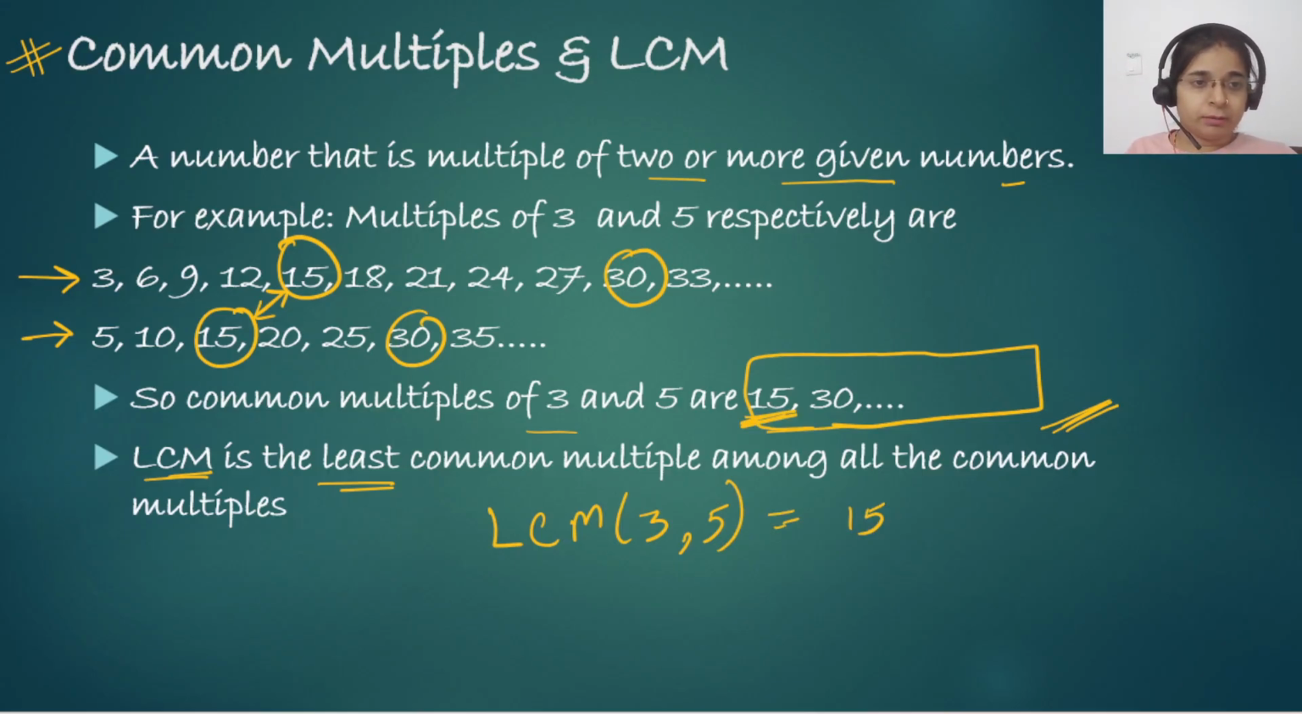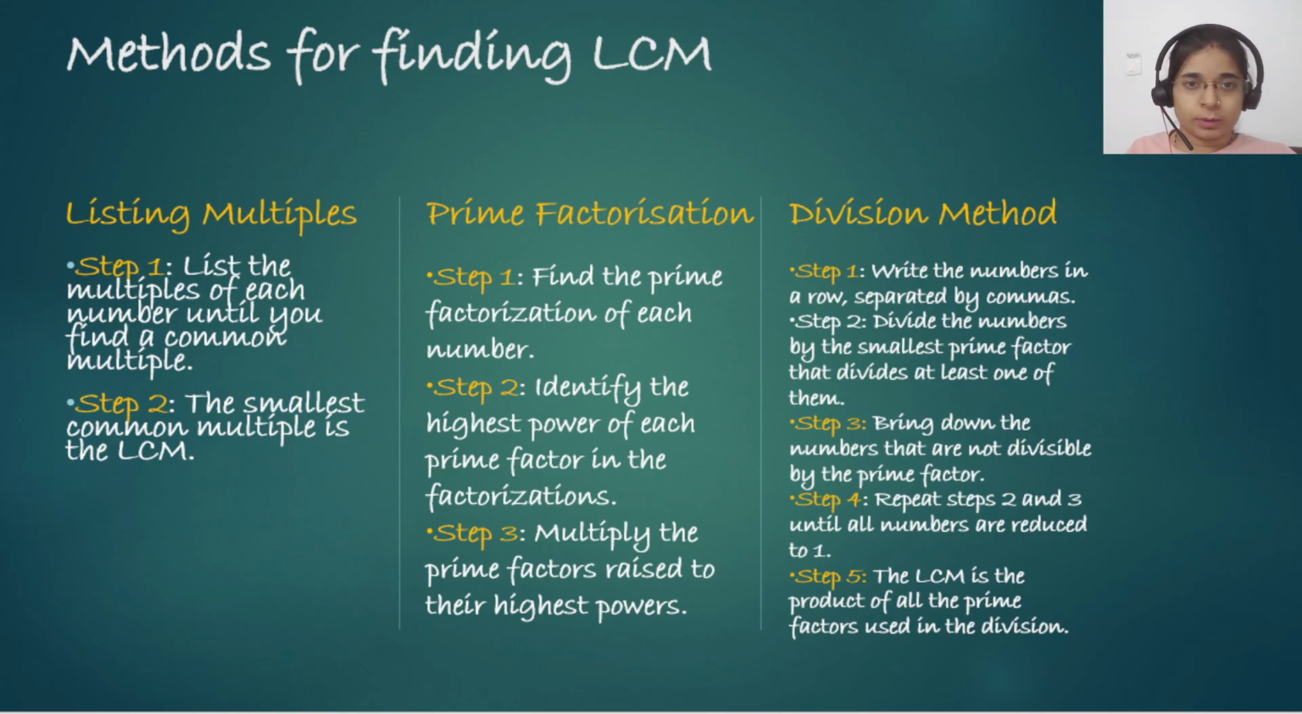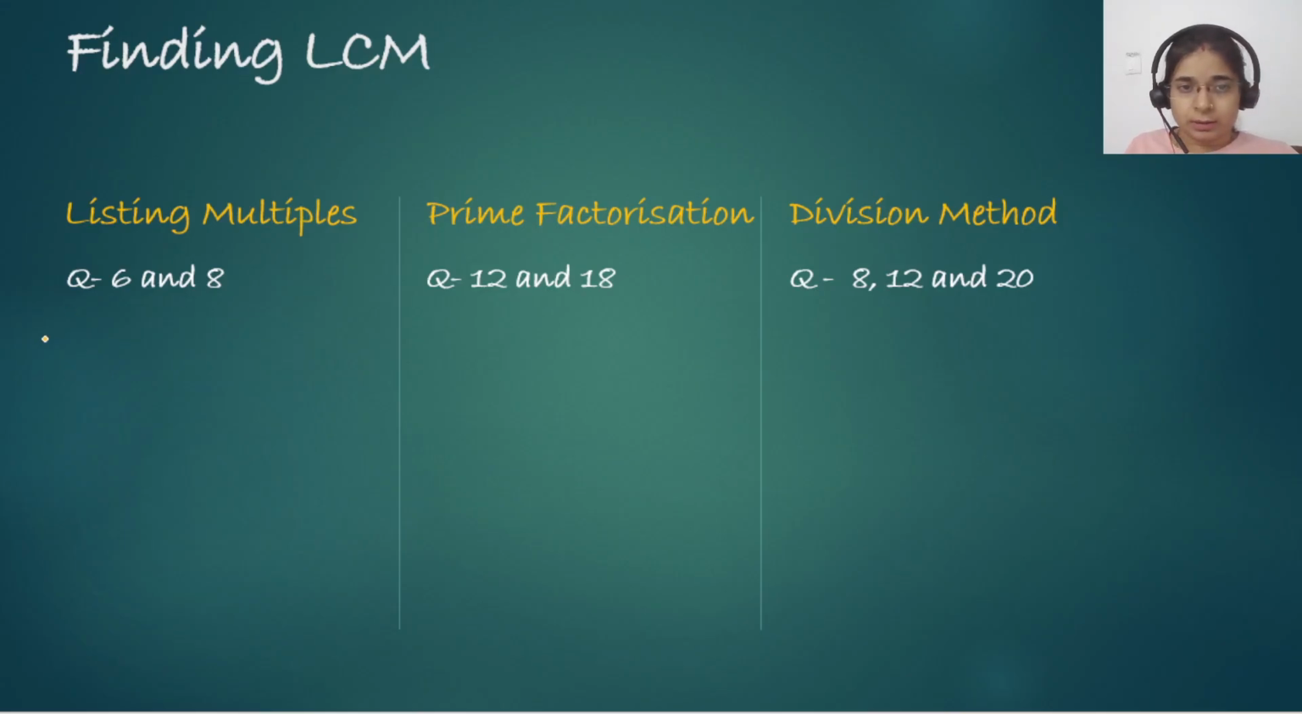Okay, then let's start with the methods of finding the LCM. The very first method is listing multiples. This is similar to what we have just done. We're going to list the multiples of each number and then find the common multiple. We have to list until we get a common multiple, and that is going to be the least common multiple. Let's try a question based on the listing multiples method.